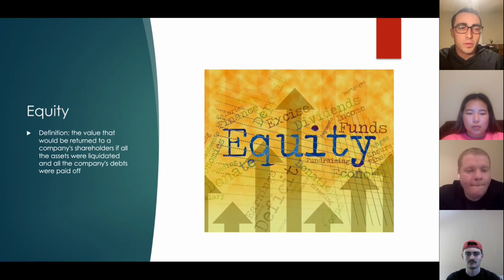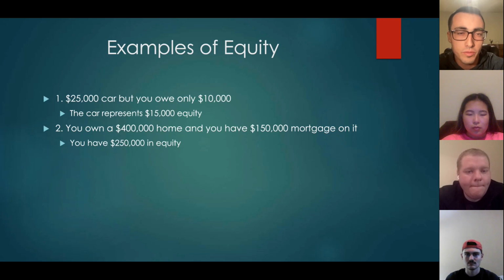All right, now we're going to talk about equity. So equity is the value that would be returned to a company's shareholders if all the assets were liquidated and all the company's debts were paid off. So here are a few basic examples of equity to get the idea. There's a $25,000 car and you owe $10,000, so the car will represent $15,000 in equity. And if you have a $400,000 home and a $150,000 mortgage on it, you'll have $250,000 in equity, and I'll go over it on the balance sheet in a couple slides.